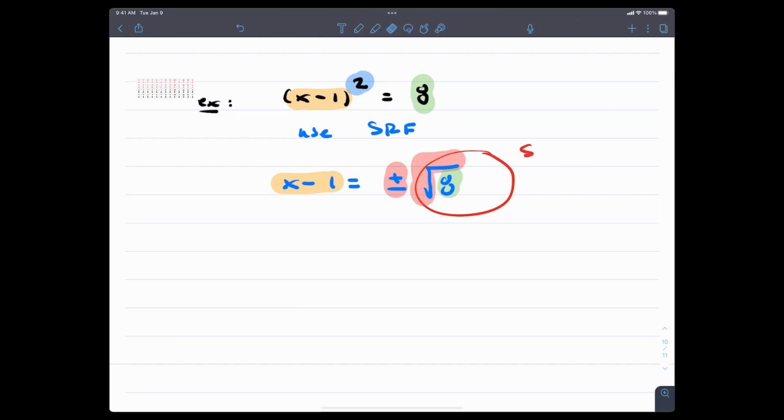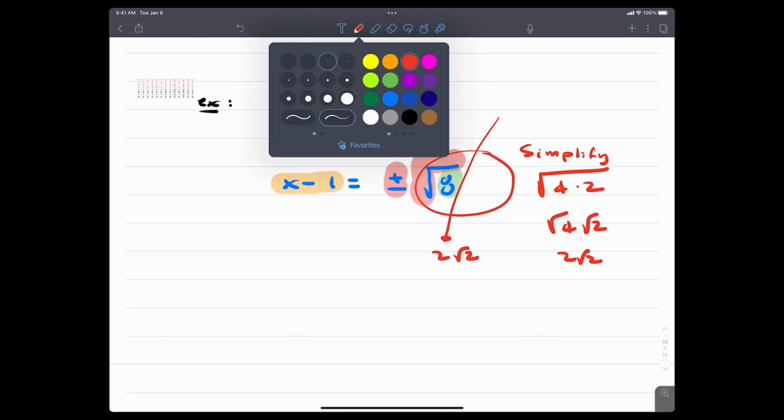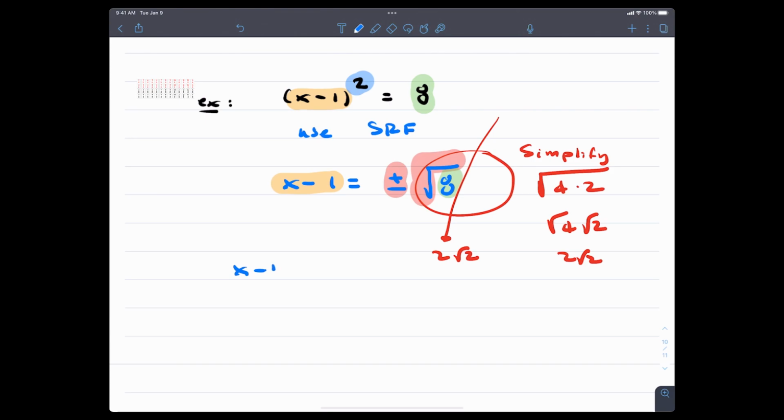But if you're busy saying, I'll get to that homework eventually, because you can take late homework, then you're not there. You can't do this now. So now the square root of 8 becomes, remember this, the largest perfect square that goes into 8 is a 4. Isn't that 2 square root of 2? X minus 1 is plus or minus 2 square root of 2.